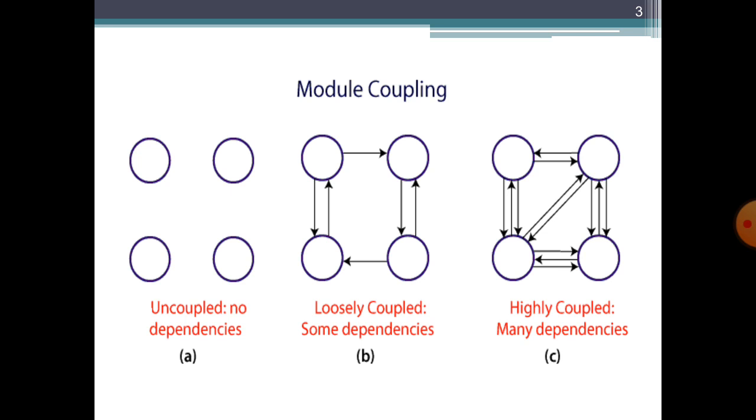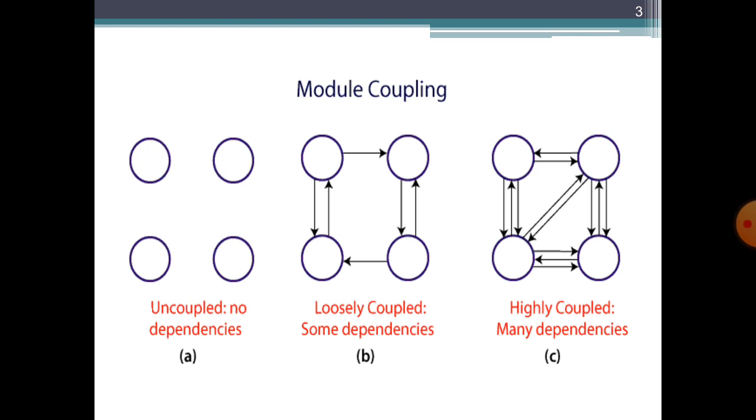So coupling is actually measured by the number of relations between the modules. Like here in this picture we can see that we have four modules. In figures A, B, C we have four modules, and in part A we have no dependency, and in figure B, between these four modules we have some dependencies, and in figure C between these four modules we have very high or many dependencies. So no dependency means a good design.